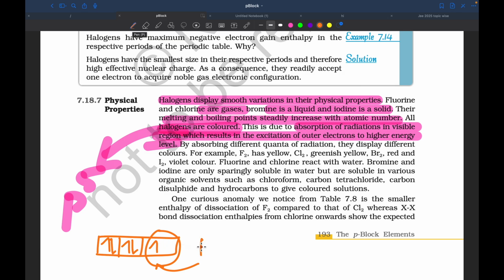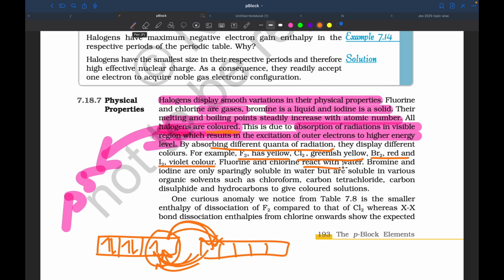This will jump into the d orbital. This unpaired electron can jump and then go back home. So this transition, the p-d transition, will create the colored compounds for these elements. By absorbing different quanta of radiation, they display different colors. For example, fluorine is yellow in color, chlorine is greenish yellow, bromine is red, and iodine is violet in color.